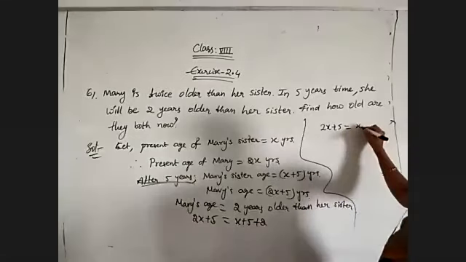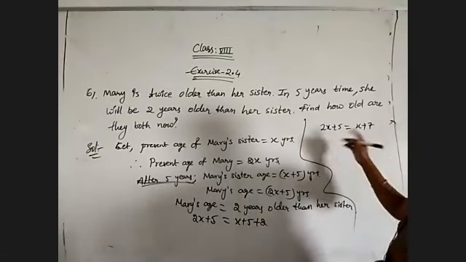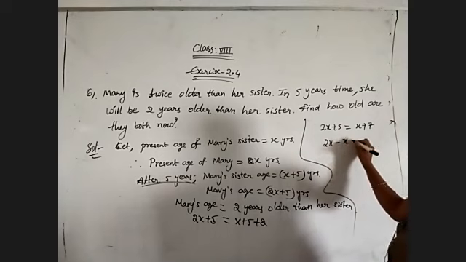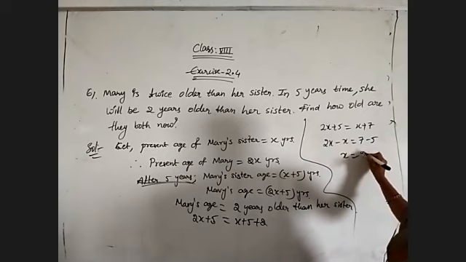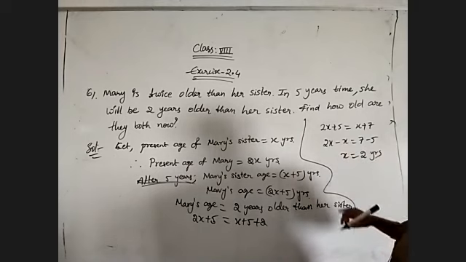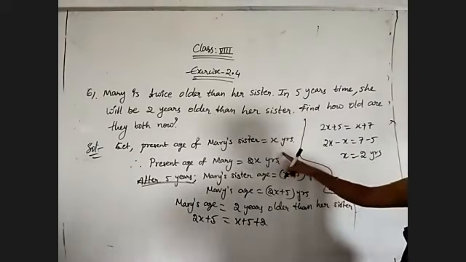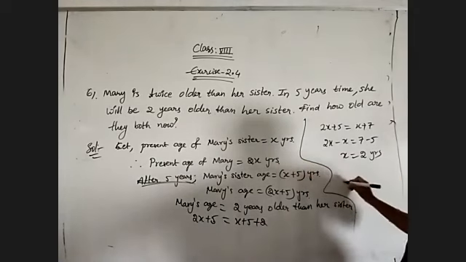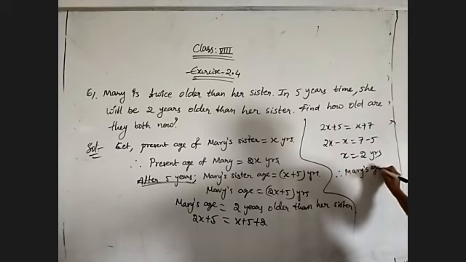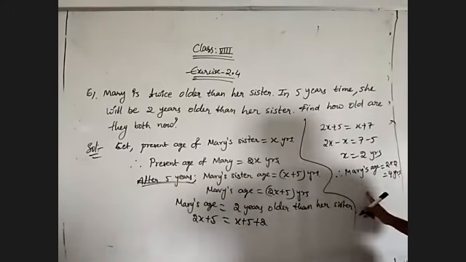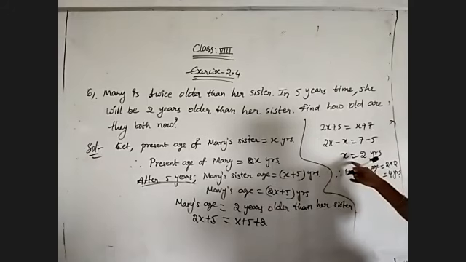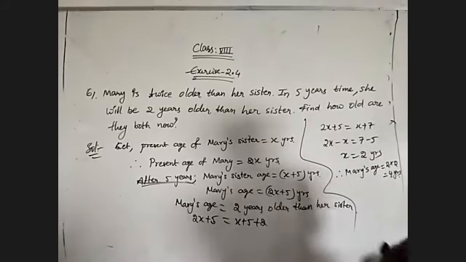That is x plus 5 plus 2 is equal to x plus 7. Bring x from one side. 2x minus x is equal to 7 minus 5. So, x is equal to 7 minus 5 is equal to 2 years. X value is 2 years. Present age of Mary's sister is equal to 2 years. Therefore, Mary's age will be equal to twice of her sister, 2x, that is 2 into 2, 4 years. Mary's present age 4 years, her sister age 2 years. That's all. Very simple question.